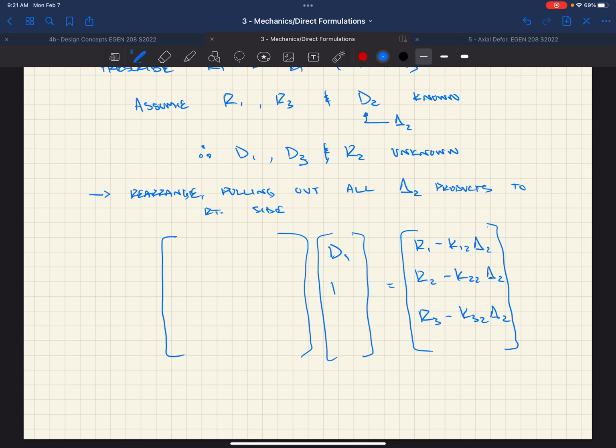Again, we have our displacements D1, D2, and D3. K11, K21, K31, these now become 0. So we essentially took our load vector, we pulled it out, right, because it's known. We know our displacement, that delta 2, so we can pull it out.